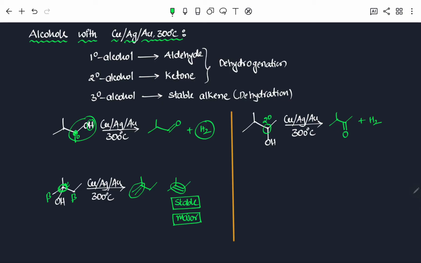Alcohol with copper, silver, gold. Primary alcohol gives aldehyde. Secondary alcohol gives ketone. This is an example of dehydrogenation. And for tertiary alcohol, dehydration takes place. Stable alkene is a major product.